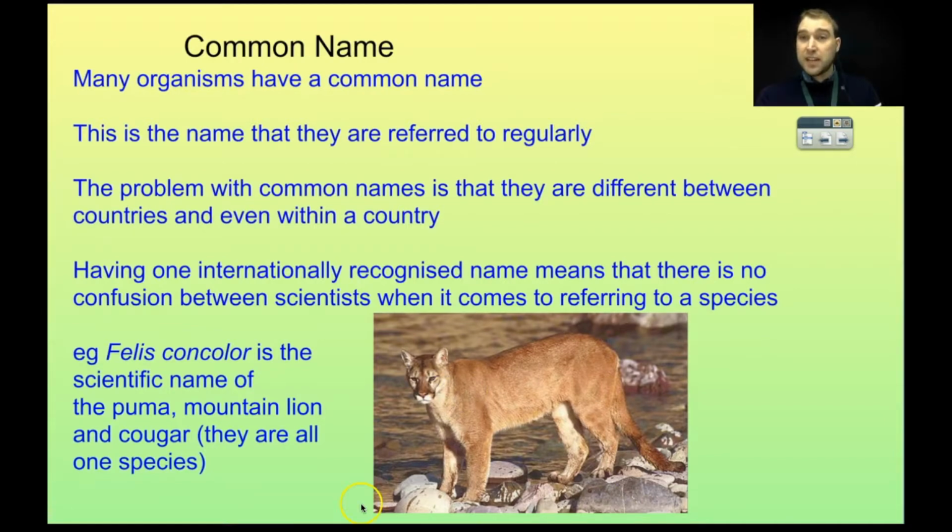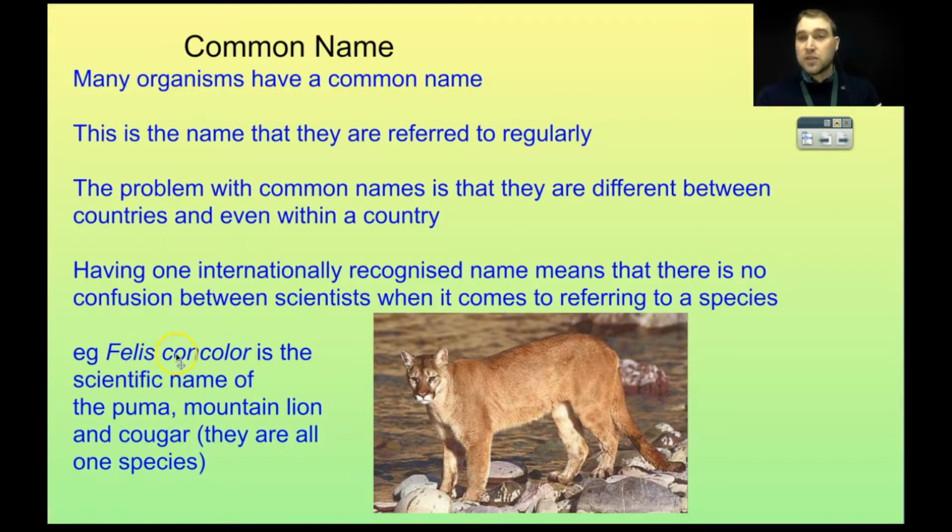So this large cat down here has three common names. It can be called a puma, a mountain lion, or a cougar. These are common names, and depending on where you are in the US, you will refer to it by different names. But it's all the same species of cat. So it has a scientific name, in this case Felis concolor, and that means whenever a scientist talks about Felis concolor, they're talking about pumas, mountain lions, and cougars, and every other scientist understands what they're talking about. There's no regional variation in the name.